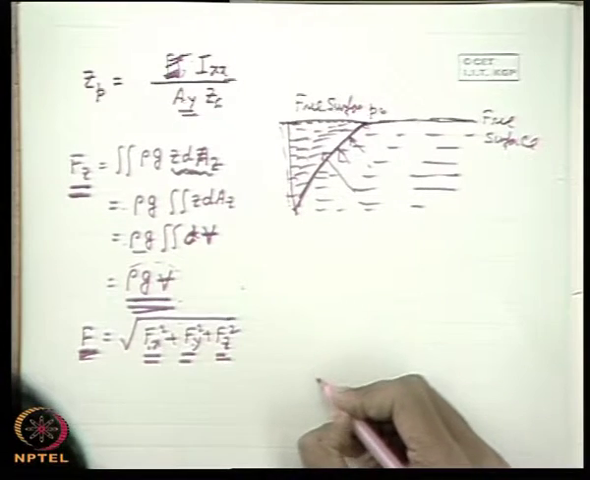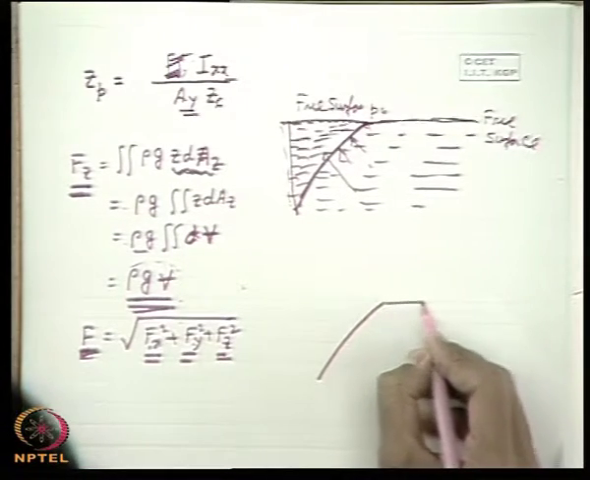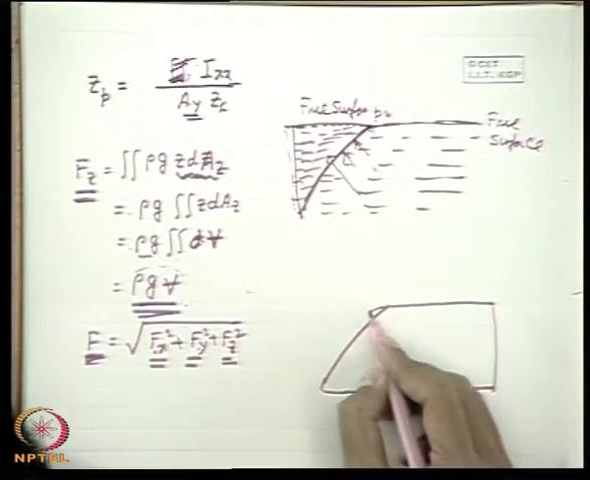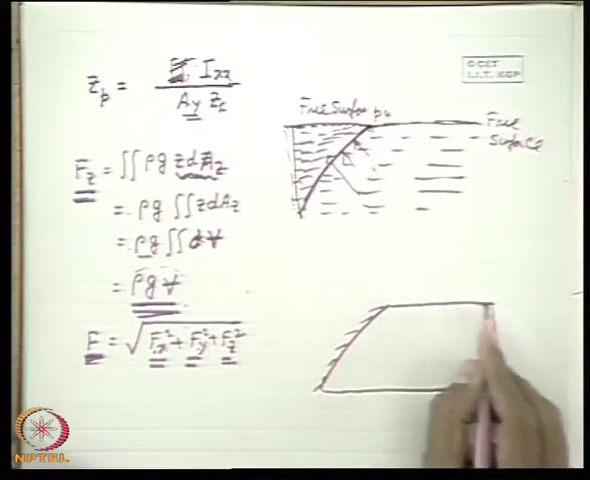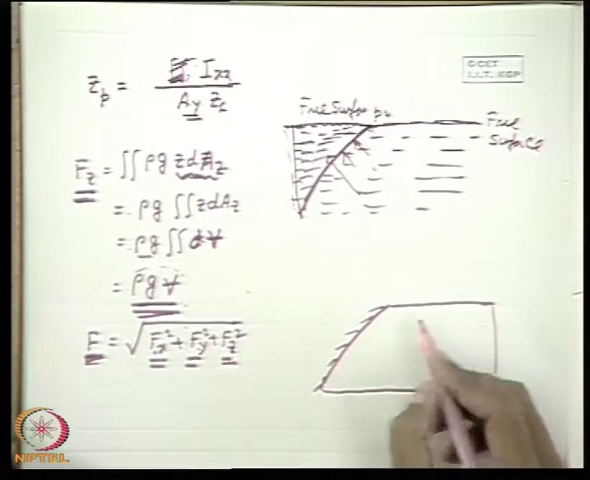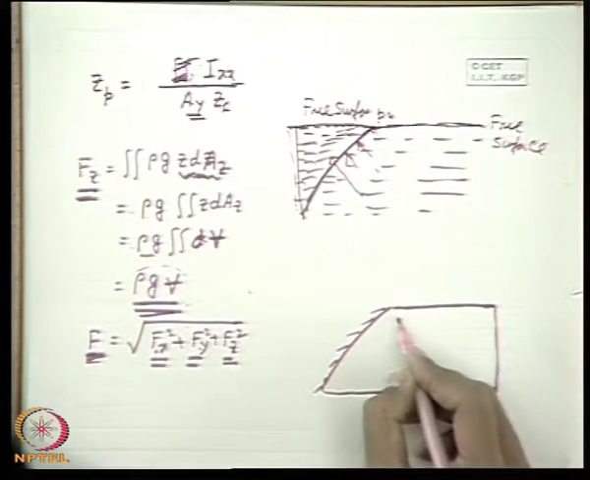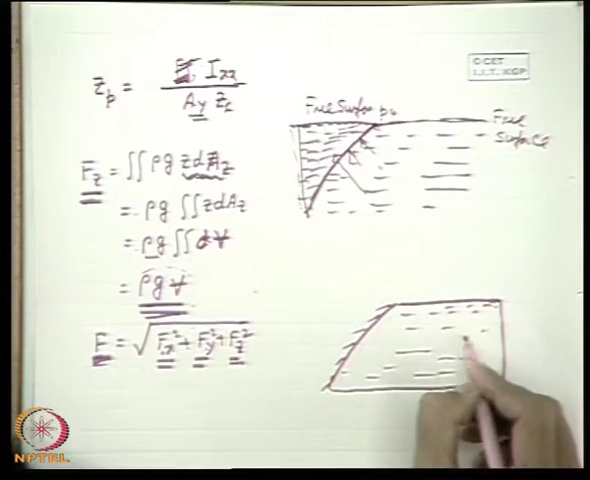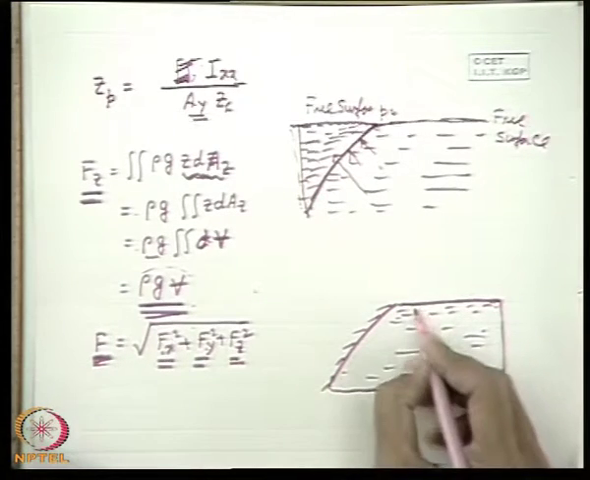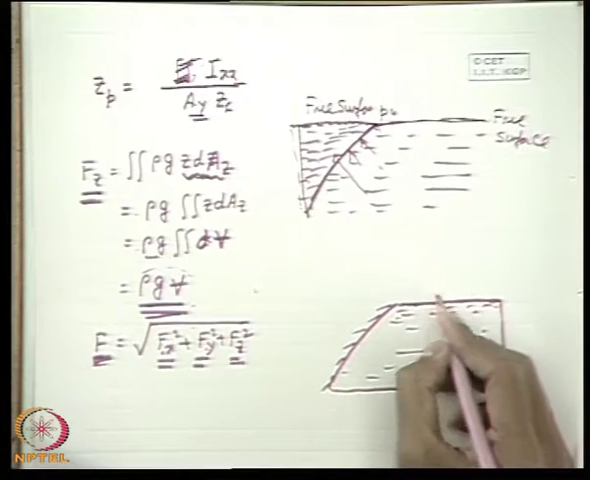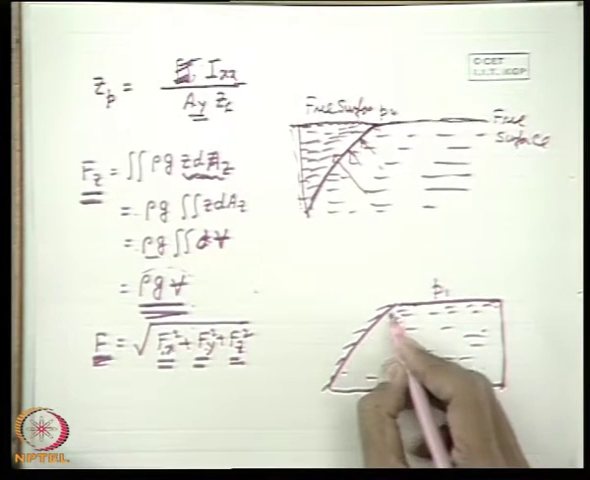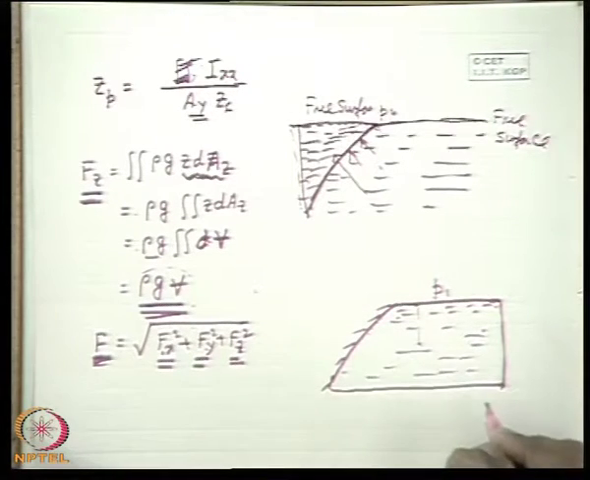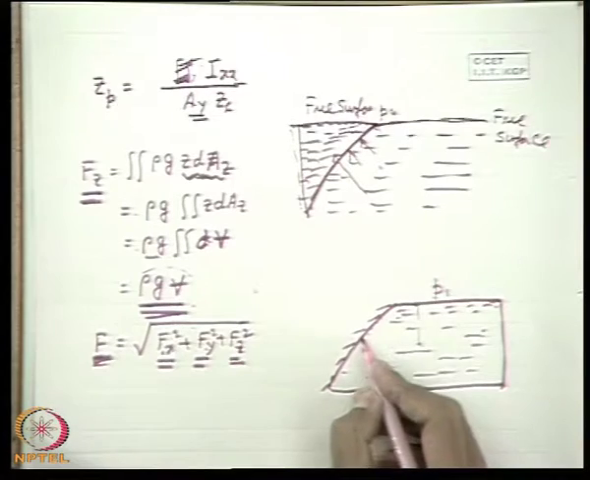Sometimes the situation is like this: there is a pressurized container, there is no free surface, and there is a gate. This is a pressurized container where the fluid is at some pressure. So the pressure intensity varies with depth, and here at the top surface the pressure is P1, but at this point the pressure is P1 plus the hydrostatic pressure due to height. What is the force acting on this?